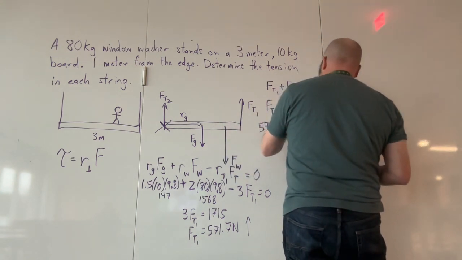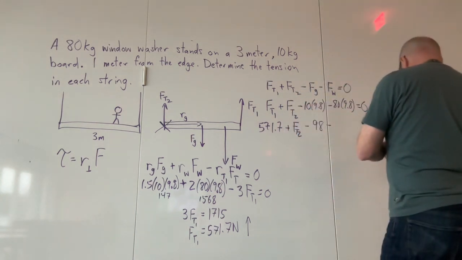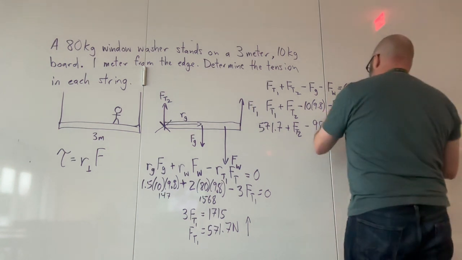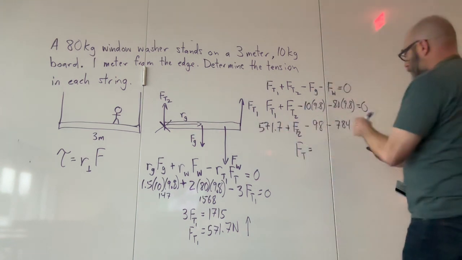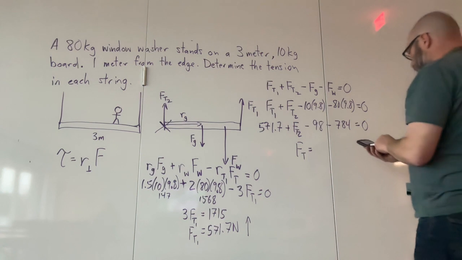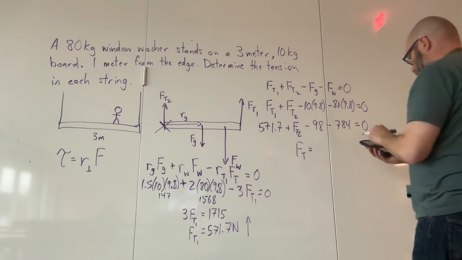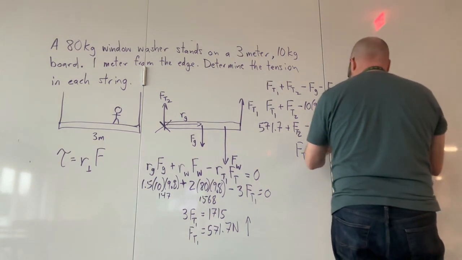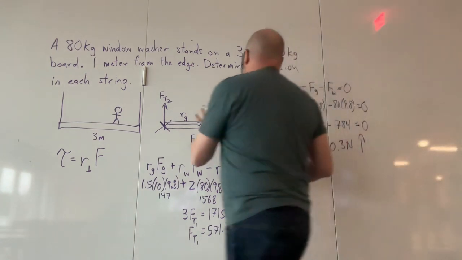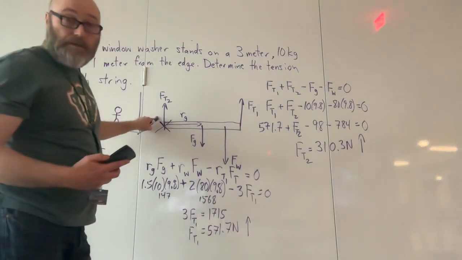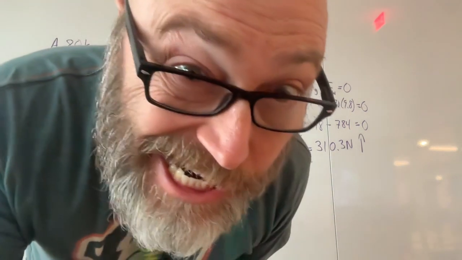571.7 plus FT2 minus 98 minus 80 times 9.8, which is 784, equals 0. FT2 equals, if you add all of this up, 310.3 newtons pointing up, and hopefully this is FT2. So hopefully it makes sense. Look, the tension here is going to be less than the tension here. Why? Because there's more force on that side. There you go.